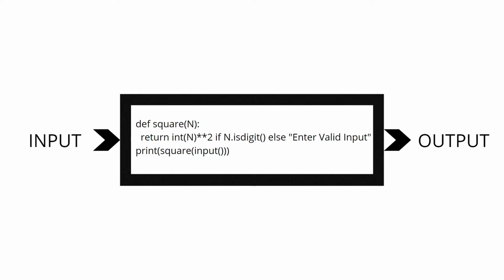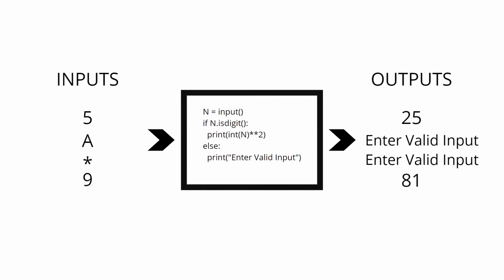Let's see the input and output cases here. In the first case, 5 is the input and it's printed out as 25, as 25 is the square of 5. Then when we inputted a, it printed out enter valid input, and when we put an asterisk symbol there, it also printed out enter valid input, and when it is 9, it printed out 81.